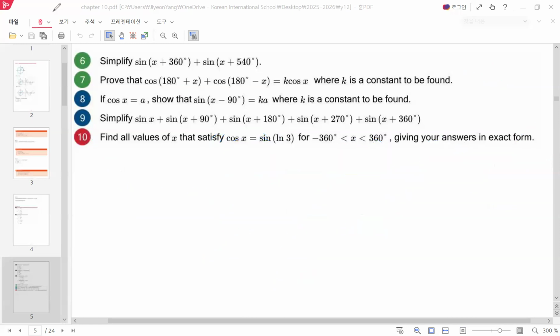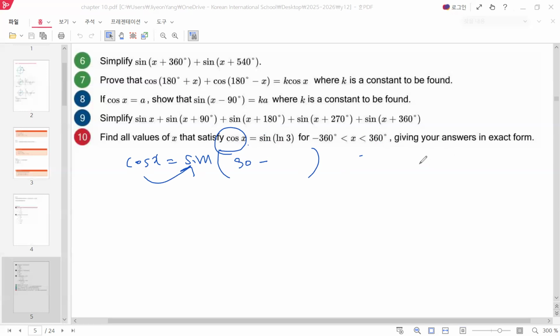Okay, question number 10 is a very difficult question, but I am going to try to explain how to solve this one. So cosine x equals sine something. Students, cosine can change to sine when, yeah, 90. So basically, cosine changes to sine, right? Cosine changes to sine. It means that it's an odd multiple of 90.